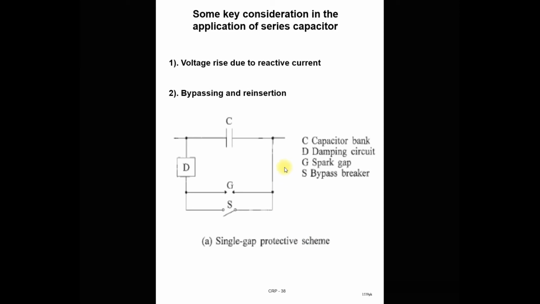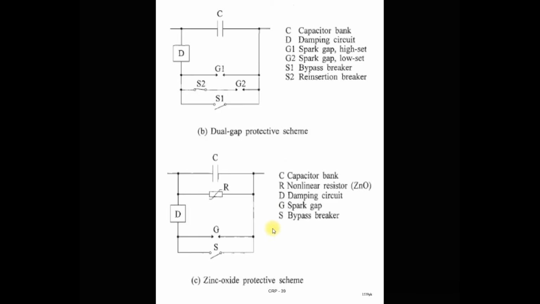So I hope you understand the difference between the single gap and the dual gap protective system. But in today's power system, we do not use the single gap or dual gap protective system. Now, because a non-linear resistor provides a very fast reinsertion time, we use this type of scheme. Here you can see that this one is the non-linear resistor, zinc oxide type.